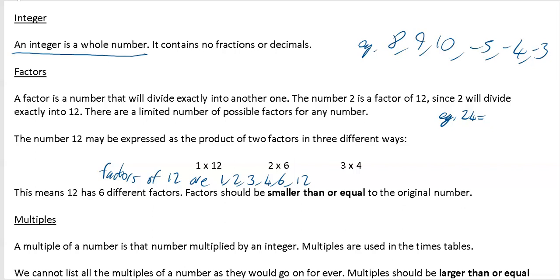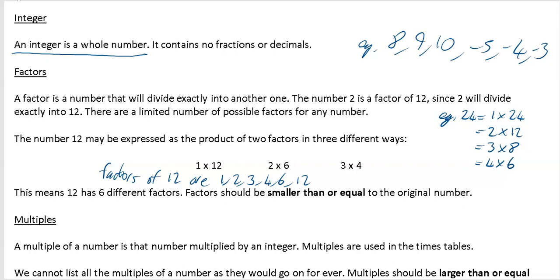Product means what you get when you multiply two things together. So the easiest one is 1: 1 times 24 will give you 24. Then the next number I try would be 2, and 2 times 12 gives me 24. The next one I would try would be 3: 3 times 8 gives me 24. Next one would be 4: 4 times 6 gives me 24.